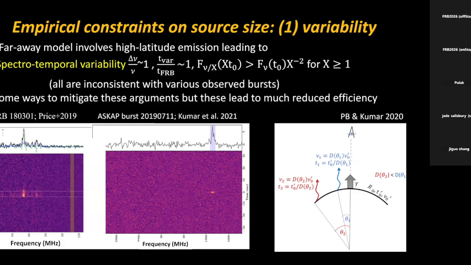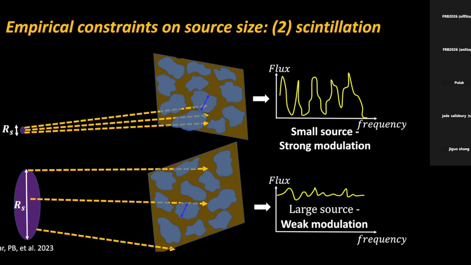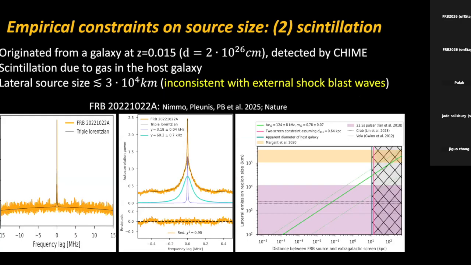The second thing I want to mention has to do with scintillation. This was already mentioned a few times so far in the conference, but the idea is the following: back in 2023, we suggested that if you have a scattering screen in the host galaxy of the FRB source, then this screen can potentially resolve the emission site. That means that if the projected size of the emission site is small compared to the diffraction length, you will see significant modulation. If it is large, you will see weaker modulation, and that in principle can put a limit on the size of the source. So indeed, we then collaborated with the CHIME team, and this was already shown a few times earlier.